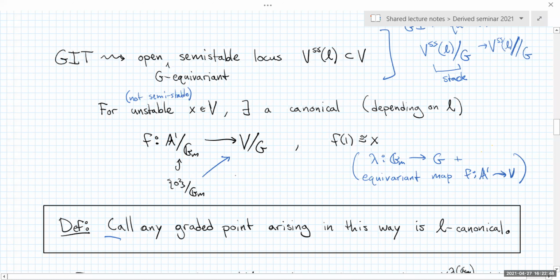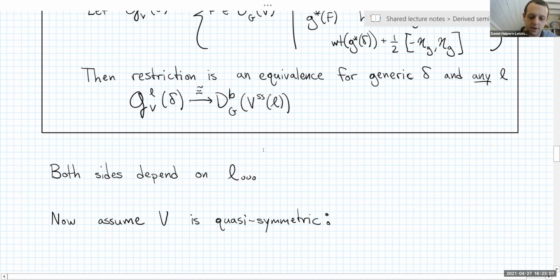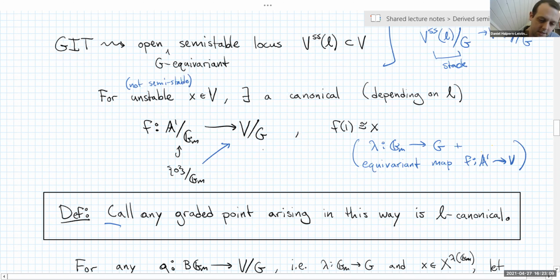Does it correspond to the Harder-Narasimhan filtration? Yes. In the moduli examples, it is the Harder-Narasimhan filtration. Or if this is a presentation for some moduli of quiver representations or something like that, then it's always the Harder-Narasimhan filtration.